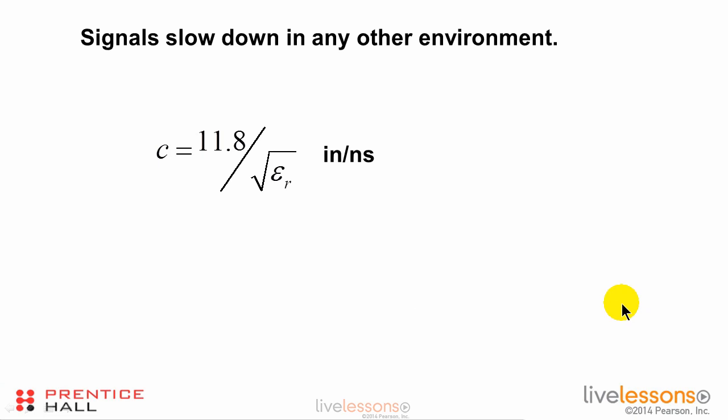In any other environment, signals slow down and the speed of light slows down. The speed of light slows down by the square root of the relative dielectric coefficient of the material. So the speed of light would be 11.8 inches per nanosecond divided by the square root of the relative dielectric coefficient. Virtually all materials have dielectric coefficients, and you can look them up in a variety of different handbooks of physics and chemistry and so on.